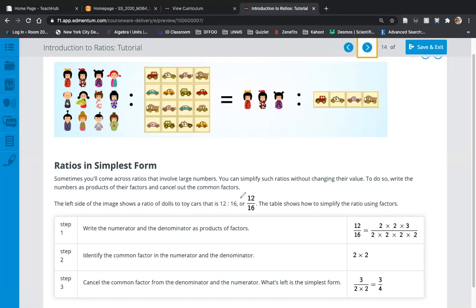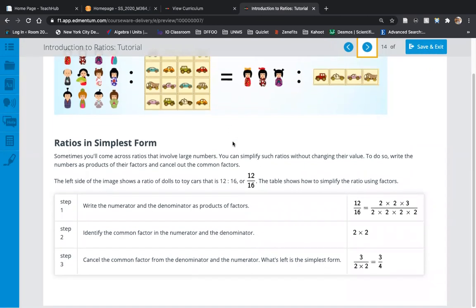So for example, let's say we're looking at this ratio over here that says 12 to 16. Remember, you can also write it as a fraction, 12 over 16. Okay, Noah. Sorry, I was just reading the chat.